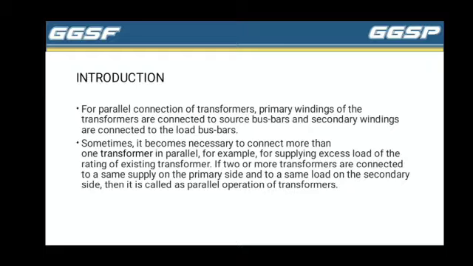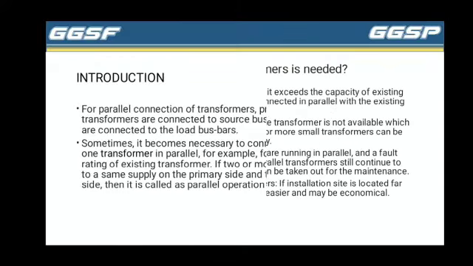Introduction. For parallel connection of transformers, primary windings of the transformers are connected to the source bus bars and secondary windings are connected to the load bus bars. Sometimes it becomes necessary to connect more than one transformer in parallel. For example, for supplying excess load over the rating of an existing transformer, if two or more transformers are connected to the same supply on the primary side and to the same load on the secondary side, then it is called parallel operation of transformers.